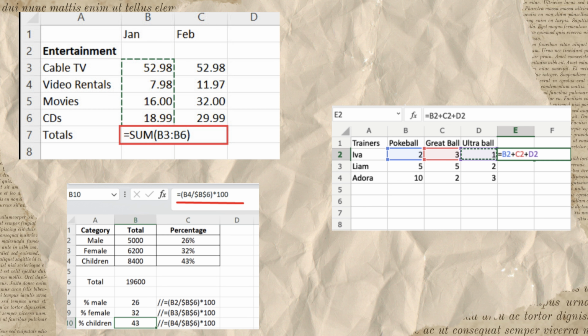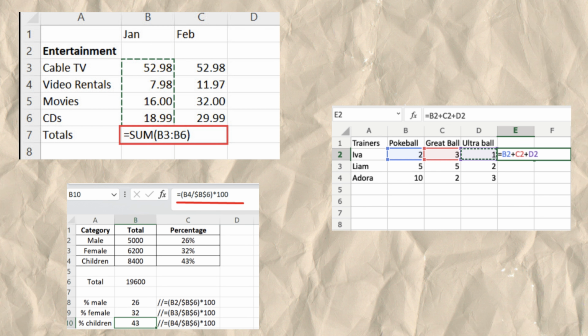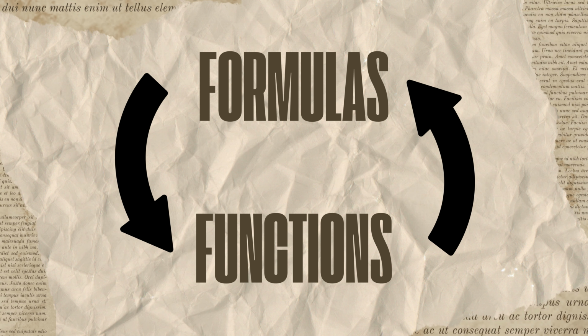And now that you know the difference, I'd highly recommend that you get used to people calling formulas functions and functions formulas.